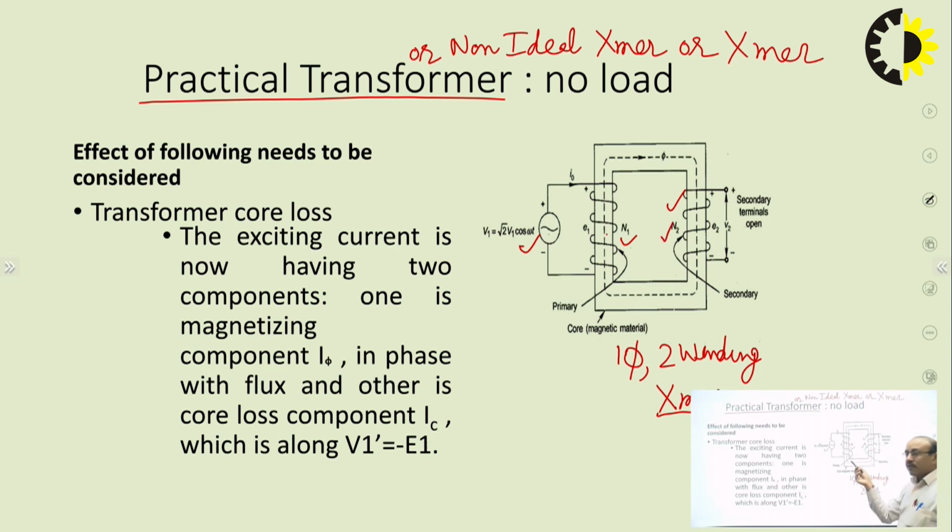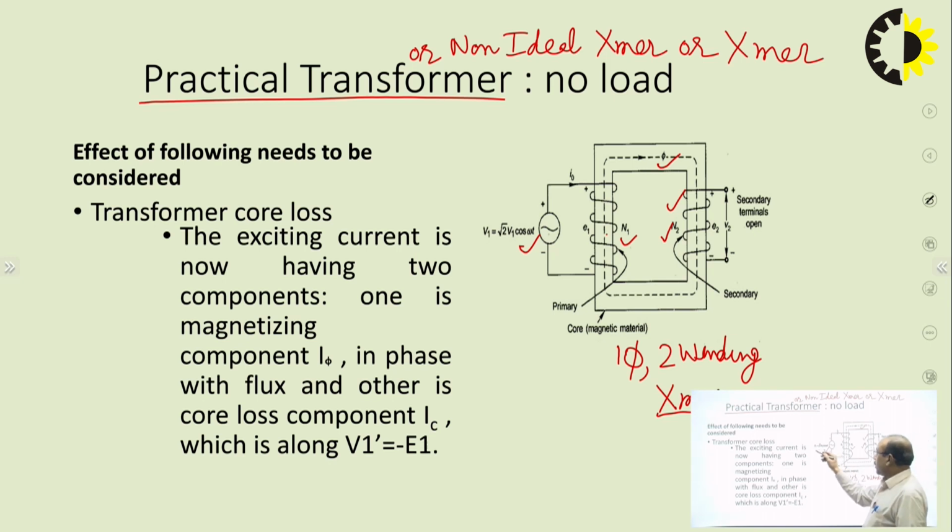So for all the quantities of primary, we are using 1 as subscript with the quantity, and for secondary winding quantities, we are using 2 as subscript, for representing whether it is a primary side quantity or secondary side quantity. Other than this, this phi represents flux in the core, which is mutual flux, which is linking with both the windings, primary as well as secondary.